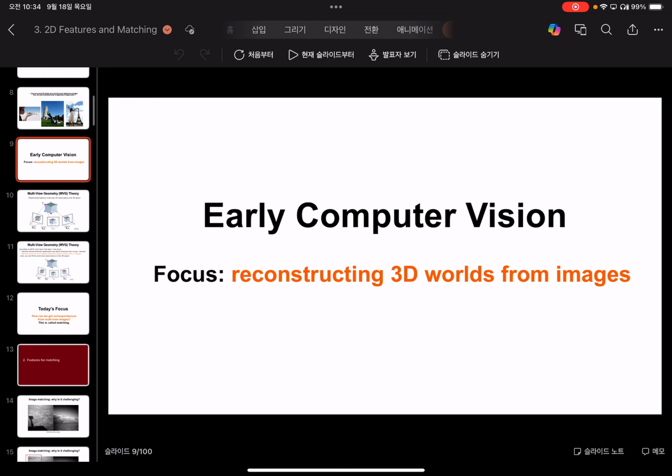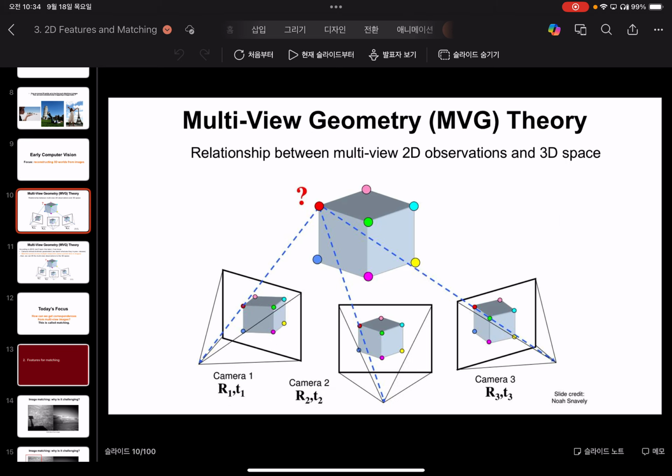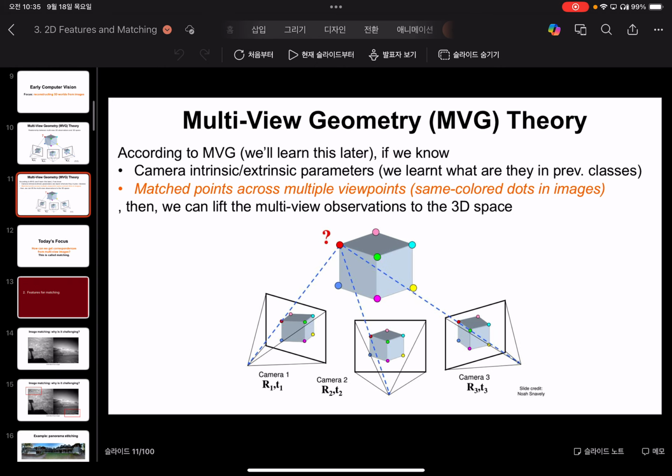So the early computer vision tried to focus on reconstructing the 3D world from images, and the governing theory is multiple view geometry, which tells the relationship between multiple observations and 3D space. The key stuff for MVG are two things. The first one is camera parameters, intrinsic and extrinsic parameters. We learned this in maybe the second class. Intrinsic is for camera to image coordinate system transformation. Extrinsic is world to camera transformation.